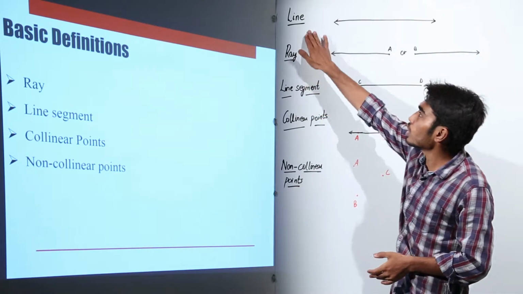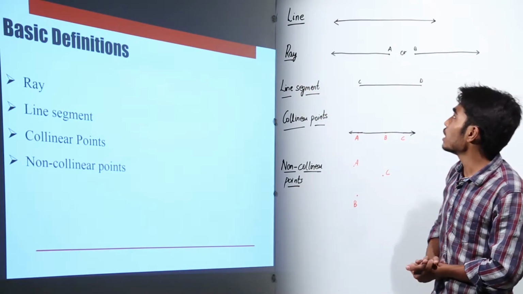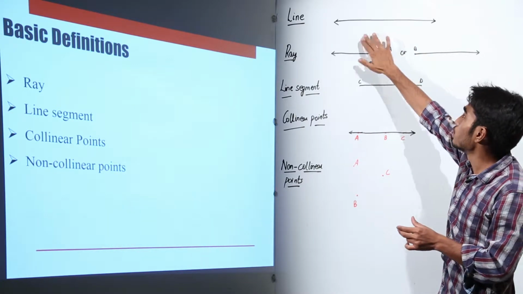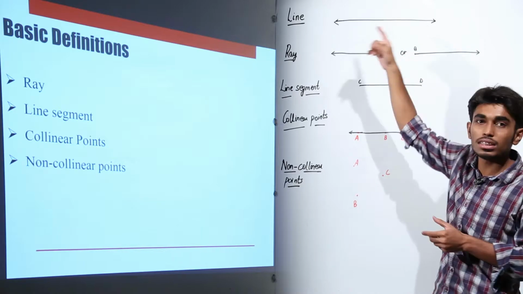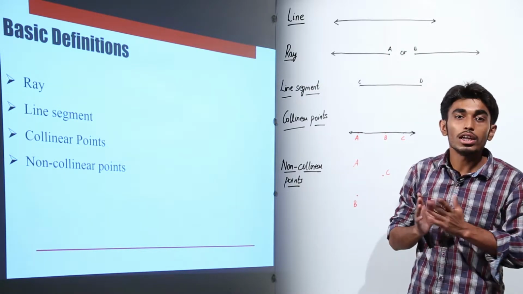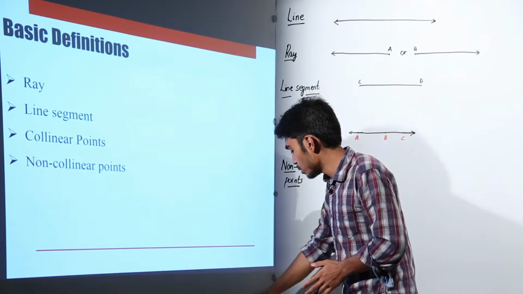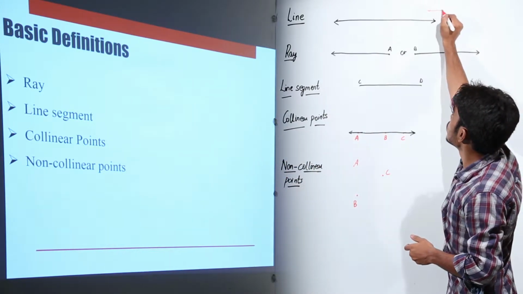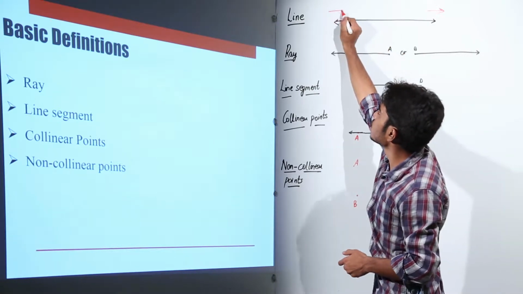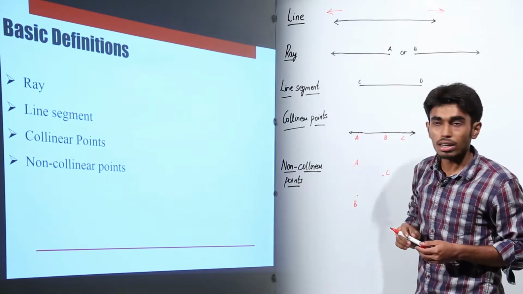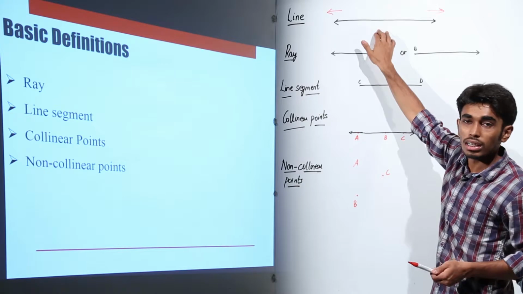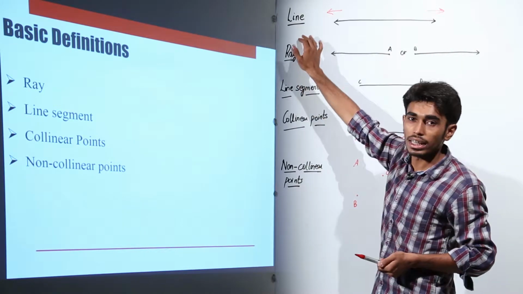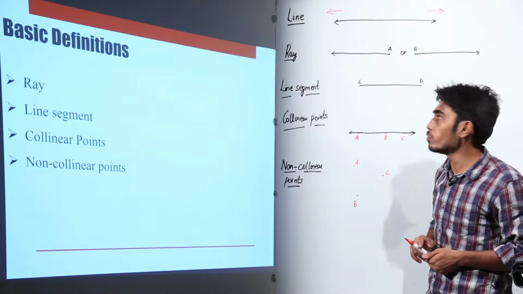So first of all, what is a line? A line is any one-dimensional figure which extends in both directions till infinity. Here we can see that this is going in this direction as well and this is going in this direction as well, right? So this is extending indefinitely in both directions, so that is called a line. This is a one-dimensional figure, right?